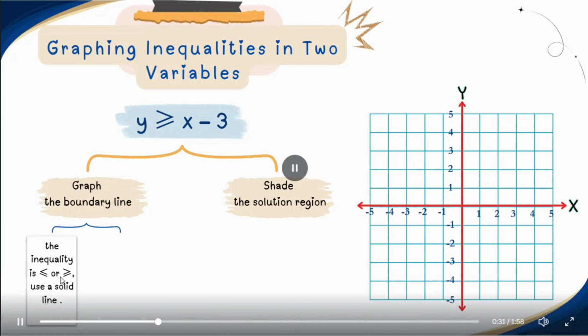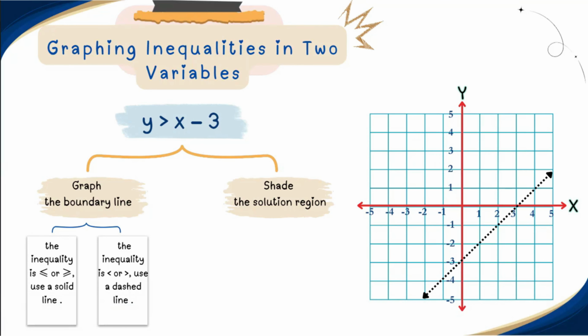If we have equals, the line will be a solid line. Now, what happens if we don't have any equal, like less than or more than? There will be a dashed line. Okay, what about shading the solution region?